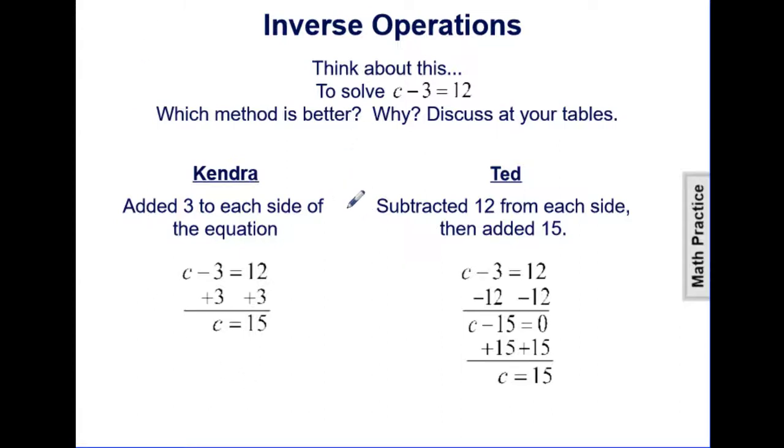When I look at both of their methods, they do arrive at the answer, but Kendra only had to use one operation instead of 2 like Ted did. Kendra analyzed that it was originally subtracting 3, the inverse was adding 3, and that kept her variable on the left side and by itself in one step. So the better method in my opinion would be Kendra's. It follows the rules. Ted's was a little longer, but just required 2 steps. So both are correct, but Kendra's would be faster.